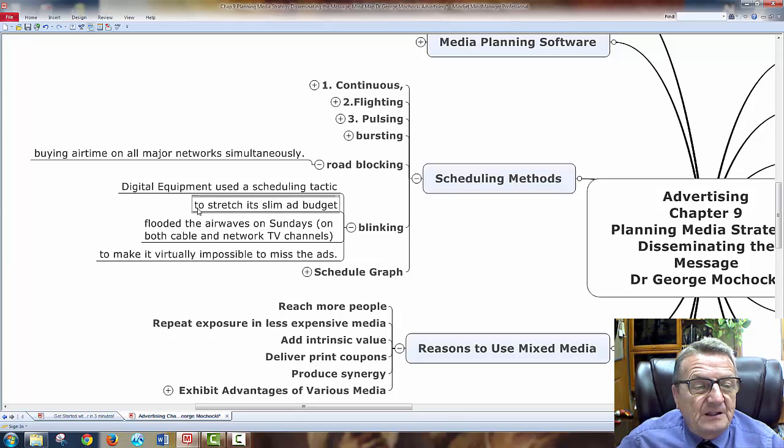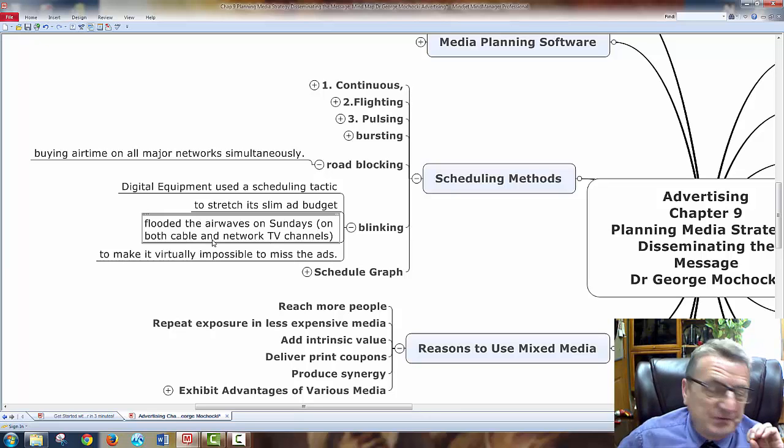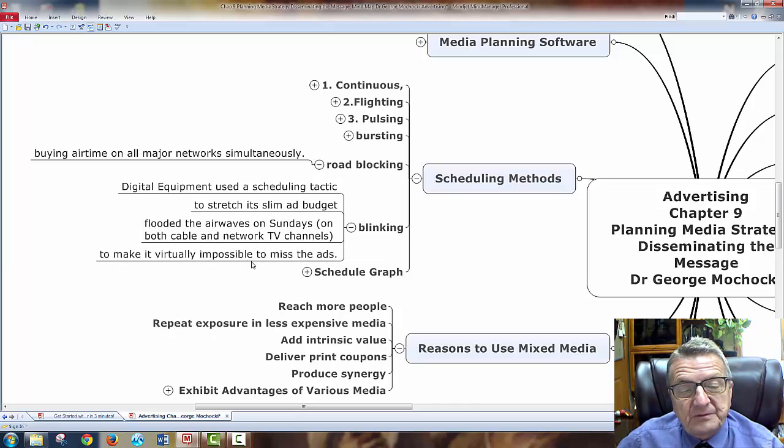Okay. Now, blinking is digital equipment used for scheduling traffic to stretch a slim ad budget, flooding the airwaves on Sundays, or both on cable and network TV. I just hit it at a certain time, a time when it's low, there's no activity, I just bombard them, to make it virtually impossible to miss the ad.